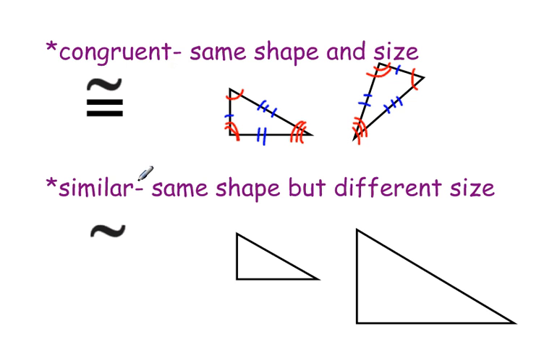The word similar is used when we see that the shapes are the same, but they have different sizes. So, for example, this triangle and this triangle are the same shape. They're both right triangles, but you can tell that they are different sizes. So these sides would not match. However, their angles would match. That's the great thing about angles. This angle would be the same as this one, and this angle would be the same as this one, and this angle would be the same as this one.